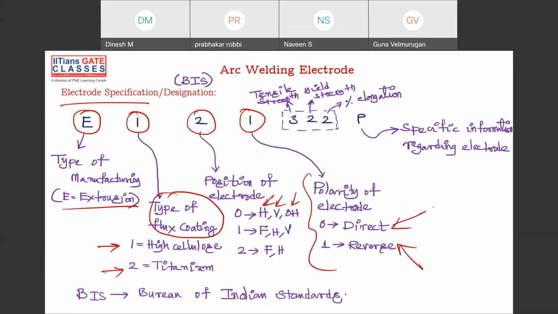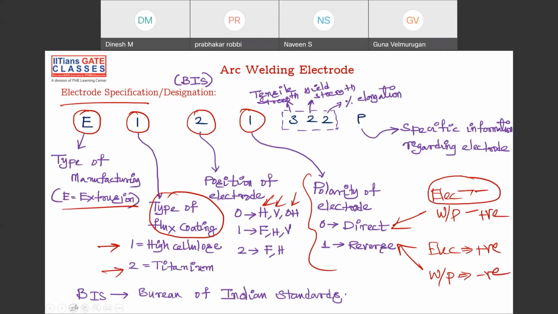So please tell me, in direct polarity, electrode and workpiece, should the electrode be positive or negative? What do you say? Yes, the electrode should be negative, the workpiece should be positive. For reverse polarity, the electrode should be positive, the workpiece should be negative.